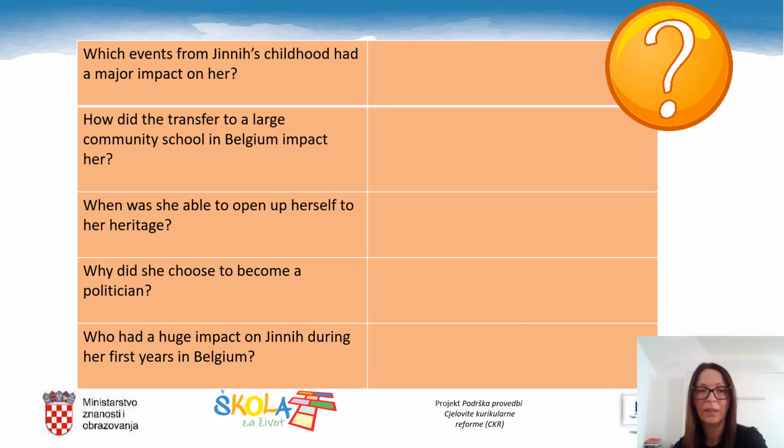In our next activity, you will answer some questions about the text. So my first question is the following. Which events from Jenny's childhood had a major impact on her? Question number 2. How did the transfer to a large community school in Belgium impact her? Number 3. When was she able to open up herself to her heritage? Number 4. Why did she choose to become a politician? Number 5. Who had a huge impact on Jenny during her first years in Belgium? So pause the video and try to answer these questions.